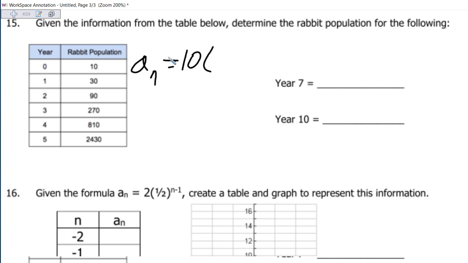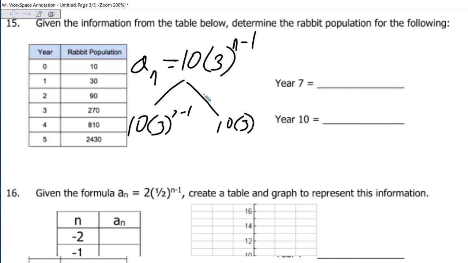10 times 3 is 30. 30 times 3 is 90. 90 times 3 is 270. So we're multiplying by 3 each time, and then we're raising it to the n minus 1, just like always. So now we've got to figure out, well, we're going to do this 2 times. We're going to go 10 times 3 raised to the 7 minus 1, and we're going to go 10 times 3 to the 10 minus 1. It's always a good idea to go ahead and lay out your formula first, and then it's so much easier after that.